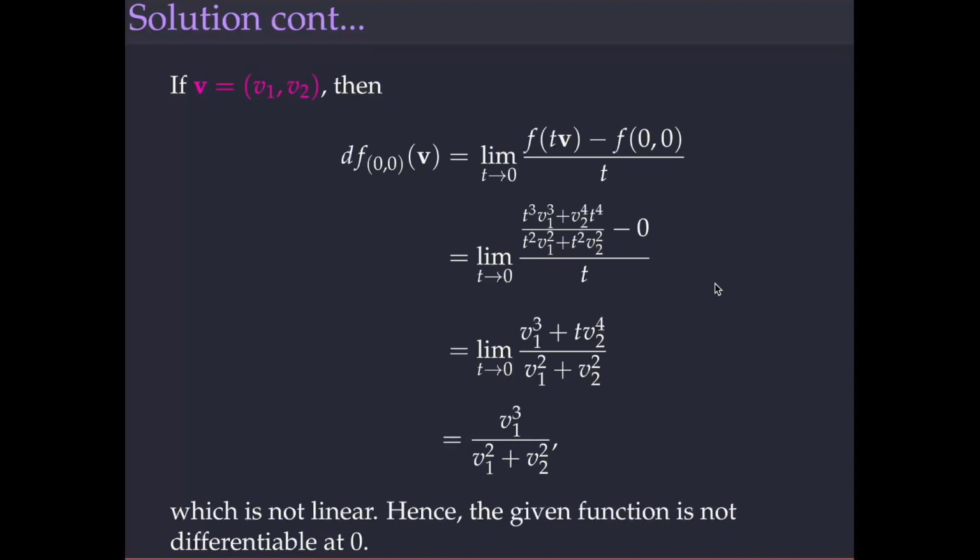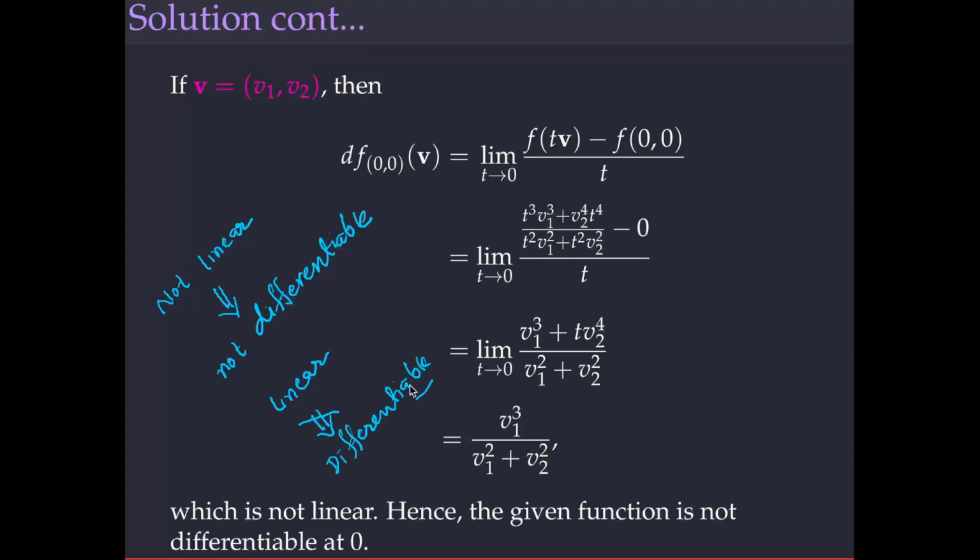So I will again make a remark here that not linear implies not differentiable, whereas linear may not imply differentiable. So it may happen that all the directional derivatives exist and they're linear, but the function is not differentiable. Okay.